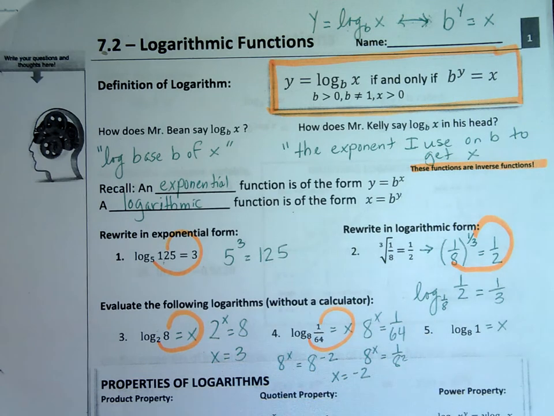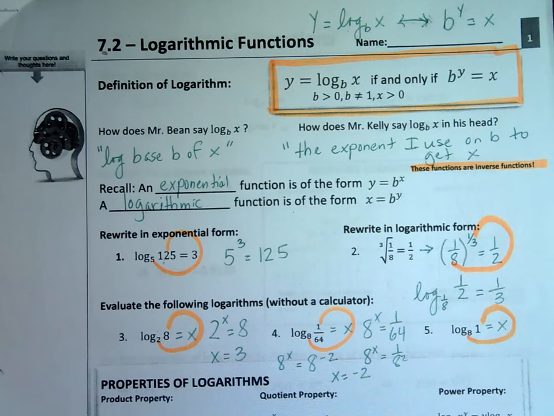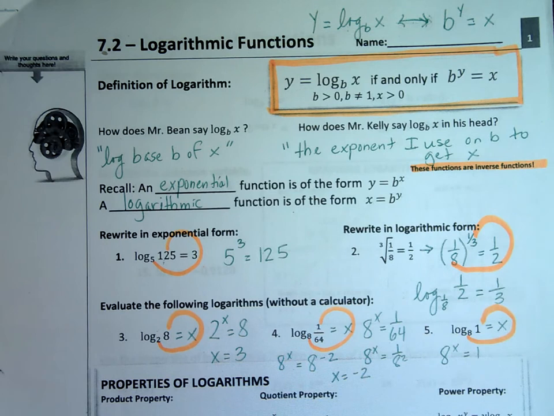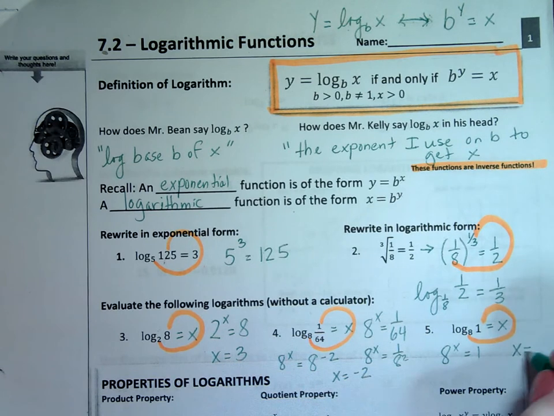Same method for number 5. 8 to the x equals 1. Well, that's one of the properties of logarithms. Remember, to what power are you going to get a value of 1 out? And we know that anything to the 0 power is 1.